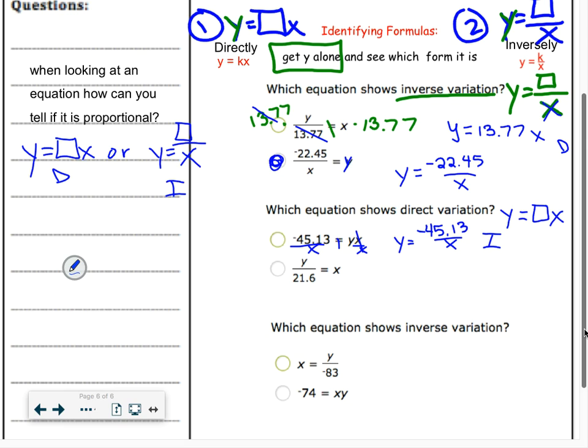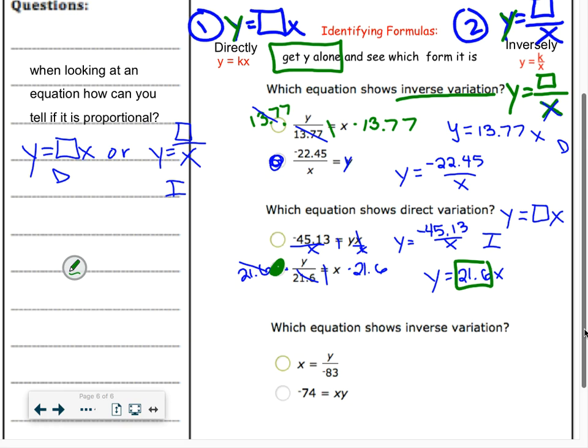I have y divided by 21.6 equals x. I need to move the 21.6 because that's what's by my y. That's divided by. So to get rid of divide, we multiply. Do it to both sides. Remember, constants go before the variable. That's just how we do it in algebra. So that would cancel that out. I get y equals 21.6x, which is that something times x, like I was looking for. So that's the second one.